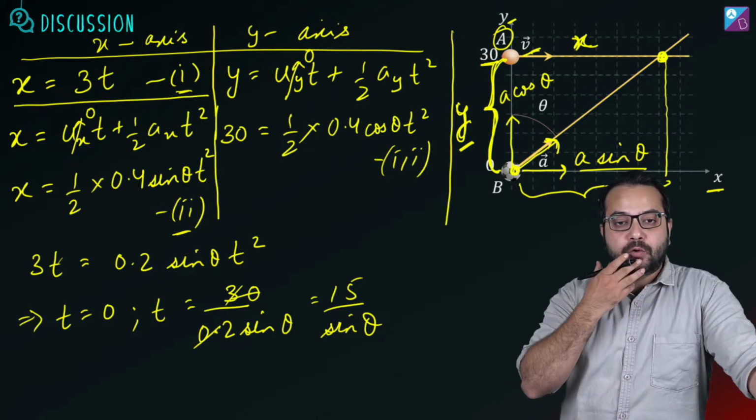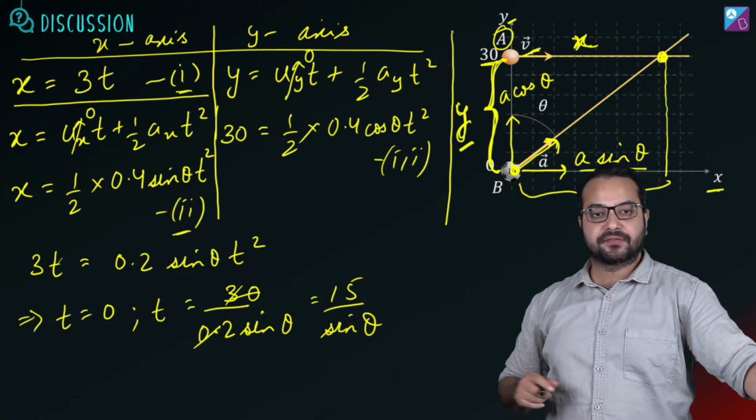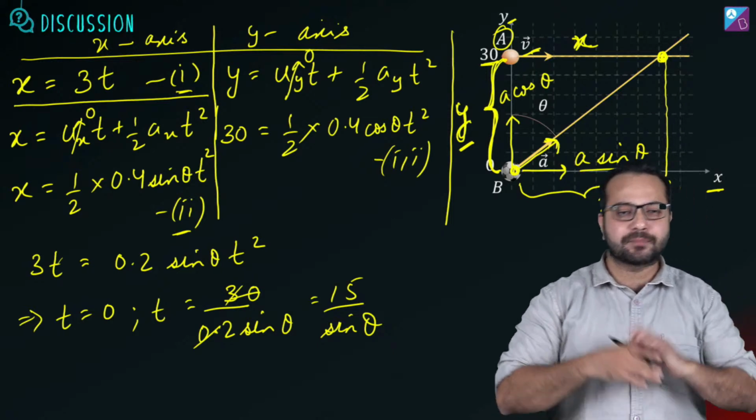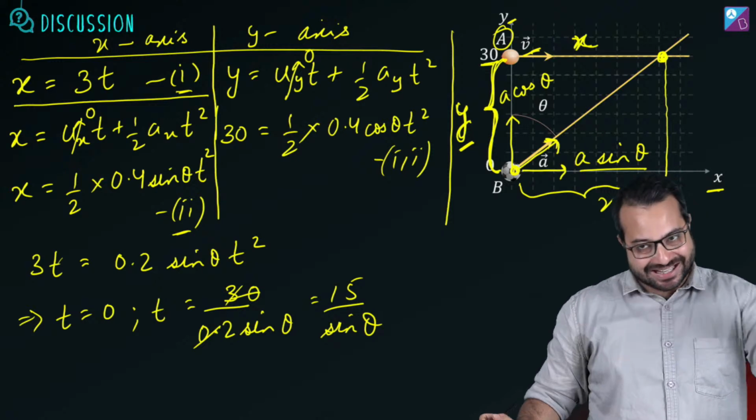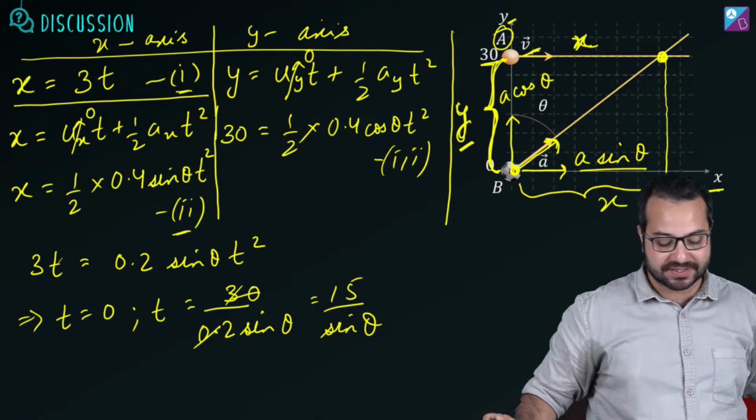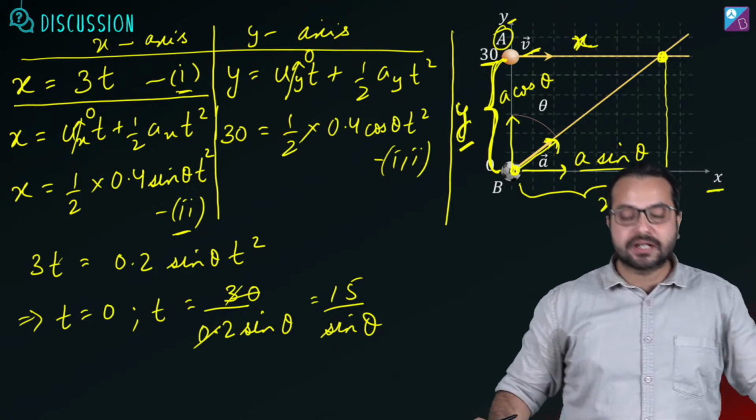Swastika is saying these were my equations. So Swastika, just check if this is what you have done. Just check, maybe there was a calculation mistake. You should not worry about that, but in the exam, no calculation mistakes are allowed. Chalo, t is equal to 15 upon sine theta.